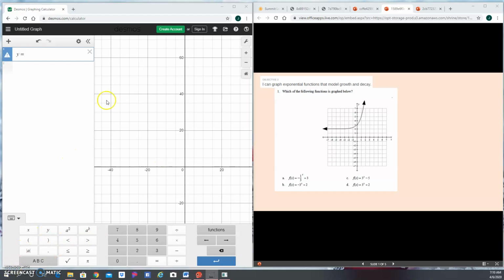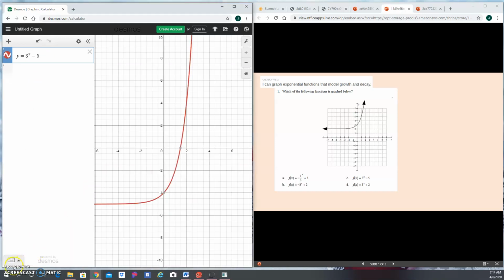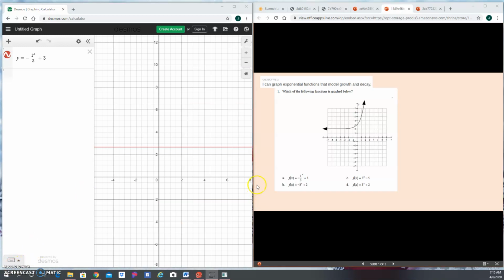Okay, let's start with letter A. So that's y equals negative 1 divided by 3, but then your 1 has a power of x, so go back to 1 and then press the a to the b key here, and then put the power of x, and then click it on the side, plus 3. So y'all can tell that letter A is not the answer because that's not the same as your graph here.